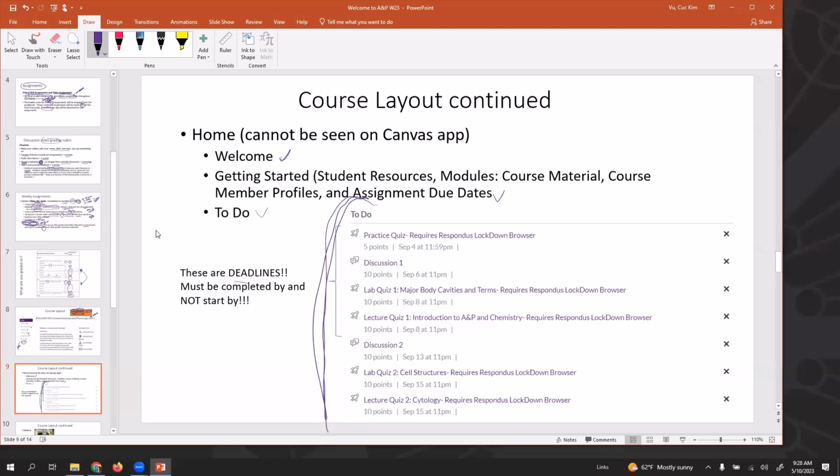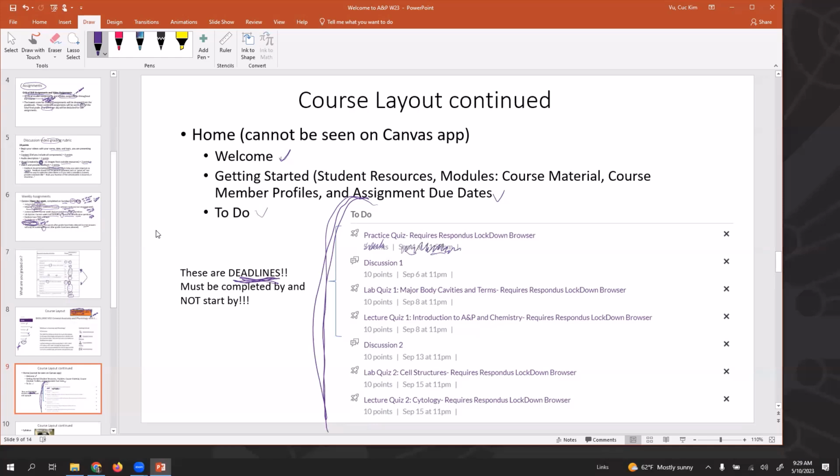Okay, and these are deadlines, not when you should start it, but when it has to be submitted. So for example, practice quiz 1 is not 5 points, it's actually 0 points. But this is an old one, but it's due September 4th at 11:59 p.m. So that's not relevant anymore. I took a screenshot a long time ago.